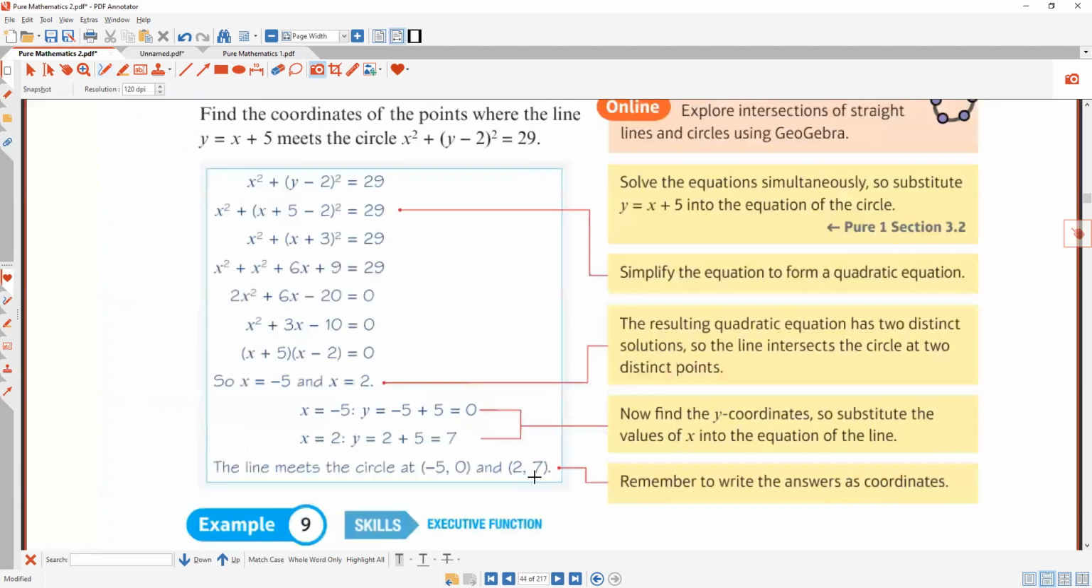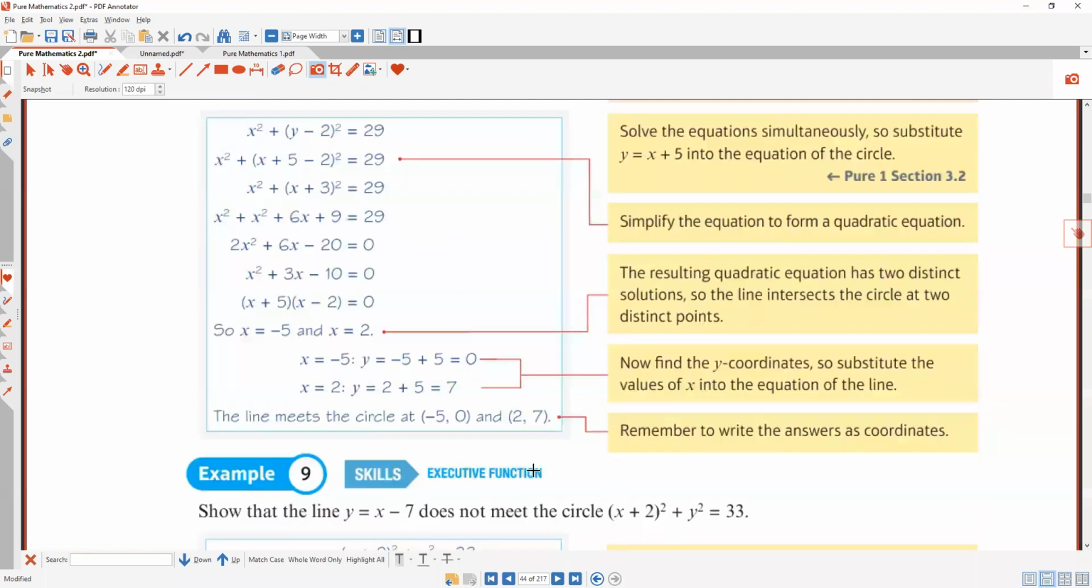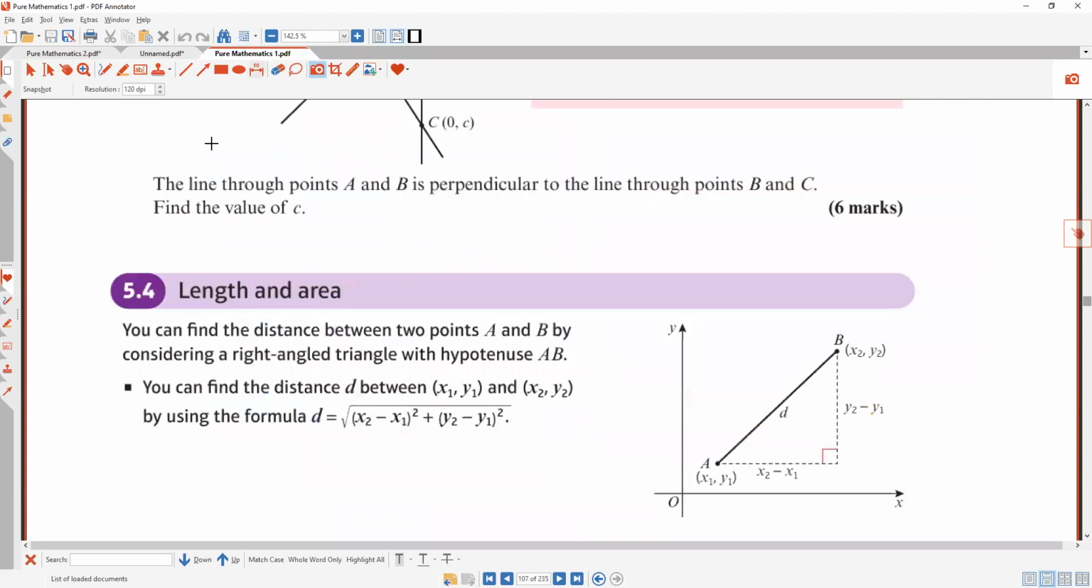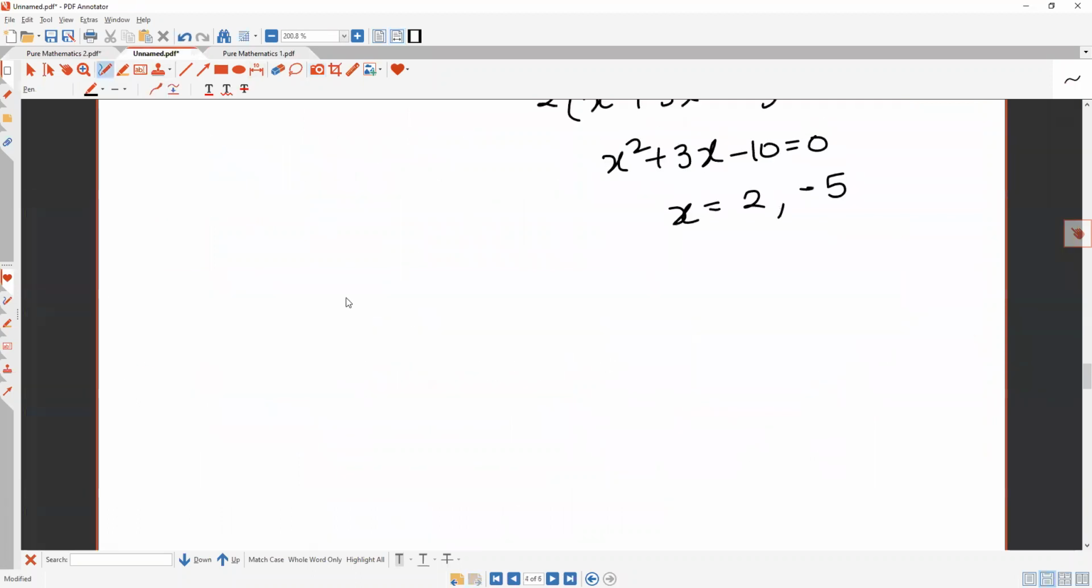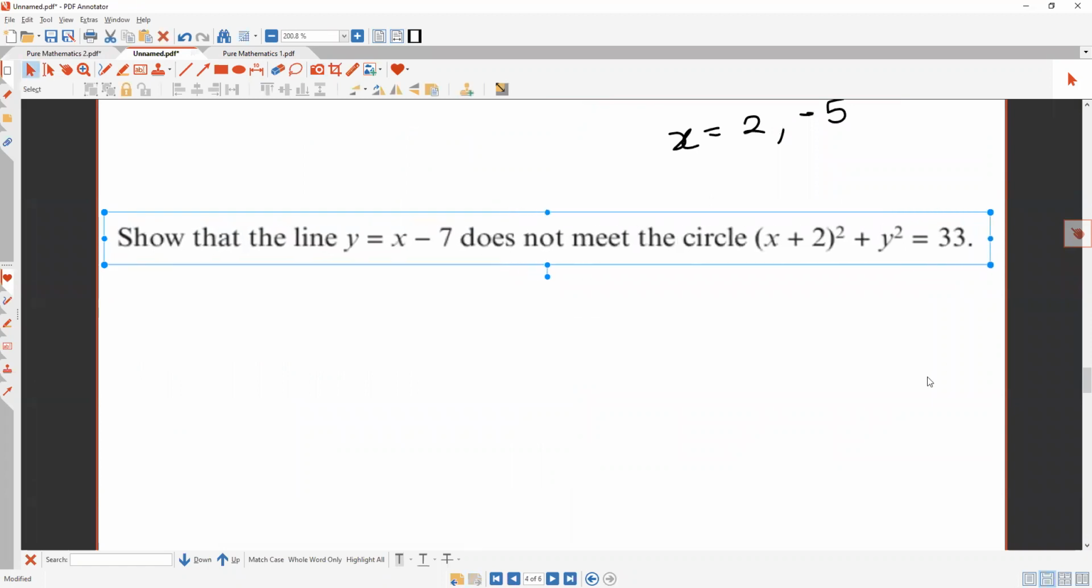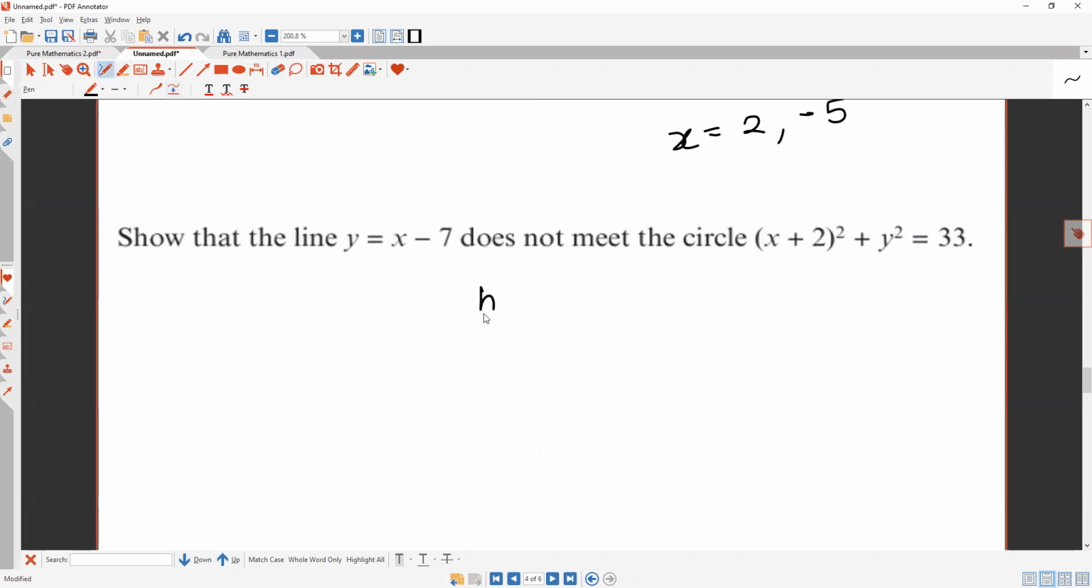Now we have to show that the other line does not meet the circle. Just like before, I have to do it the way I did just now. But your answer will be no solution, or your b² − 4ac will be less than 0.